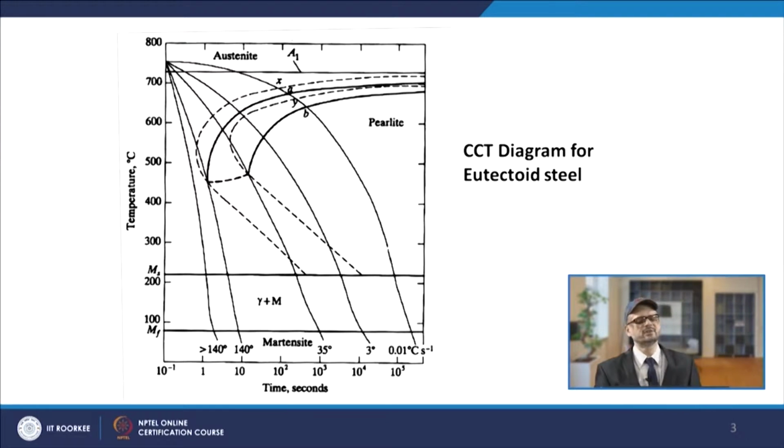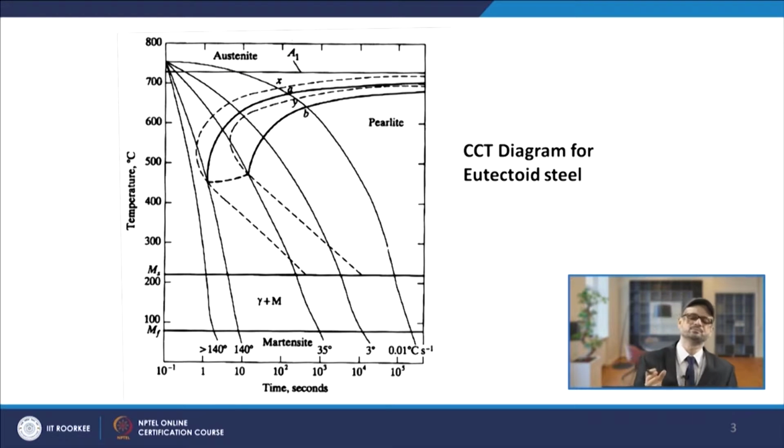Now, with these different cooling rates, if you come to this cooling rate case at this time, probably the 10 raised to the power 3 line comes here, something close to this. In this case at this point the transformation is complete for pearlite start and pearlite finish, so it will be a complete transformation from austenite to pearlite.